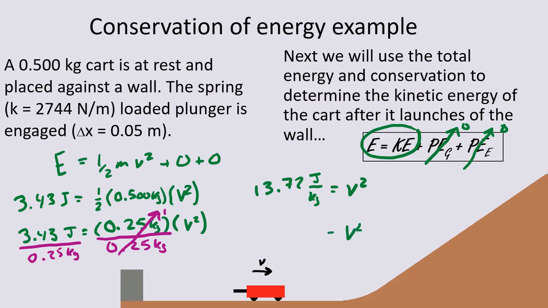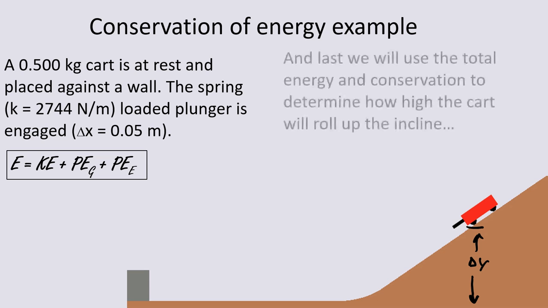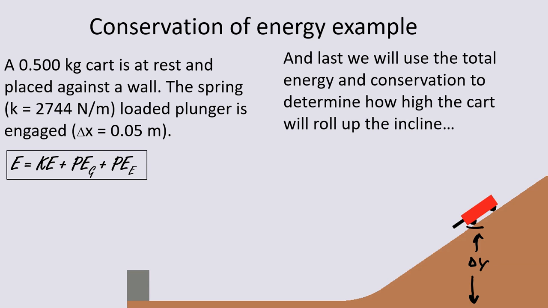So now our V squared is, as we just determined, 13.72 meters squared per second squared. We'll take the square root of both sides of that in order to solve for the speed, which works out to be about 3.7 meters per second. The last question that we had then was to use the energy conservation. We want to find out how high the cart rolls up the incline.